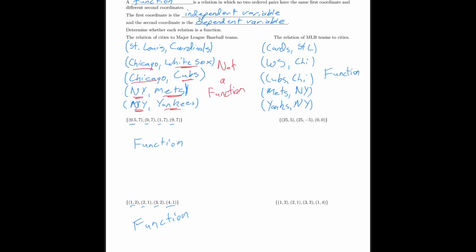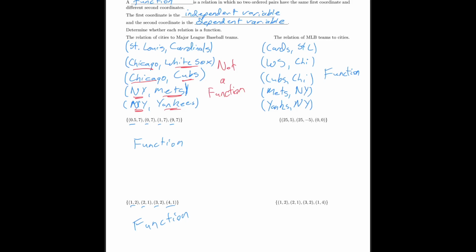Another way to think about this is if I tell you that I am thinking of a city that has a Major League Baseball team and it likes Chicago, can you tell me what baseball team I am thinking of with 100% certainty? And because there are two options, you can't, so therefore that's not a function.